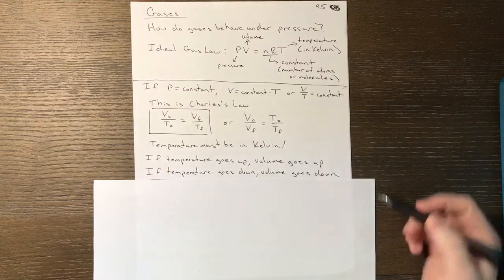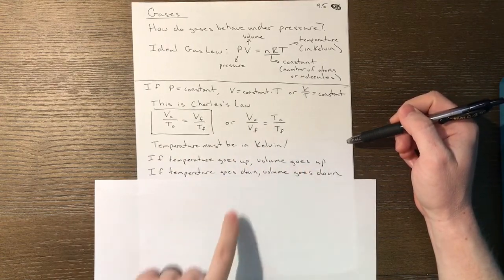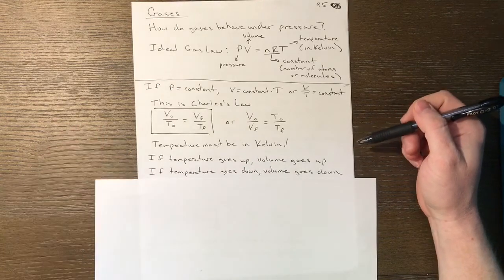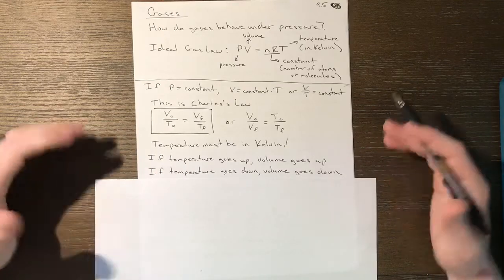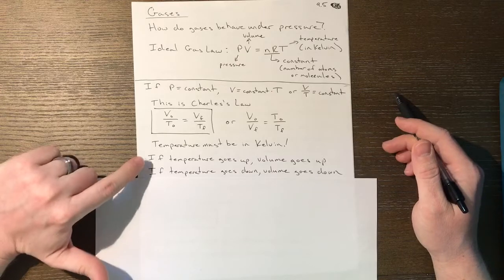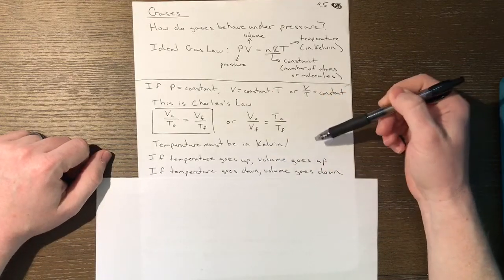They are what we call directly proportional. When one goes up, the other goes up. If one goes down, the other goes down. That's what this says in words. We can use this equation to come up with the exact numbers to go along with it. But you should know what to expect in problems. If the temperature goes up, you should expect the volume to go up, or vice versa.